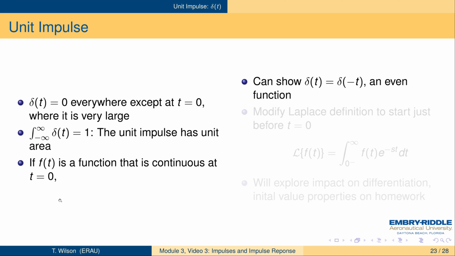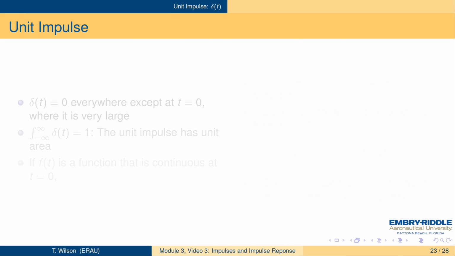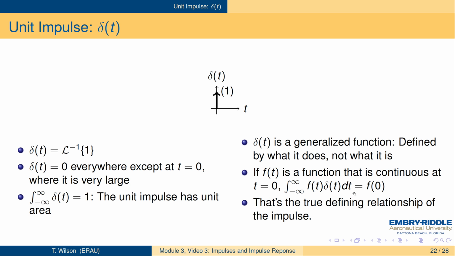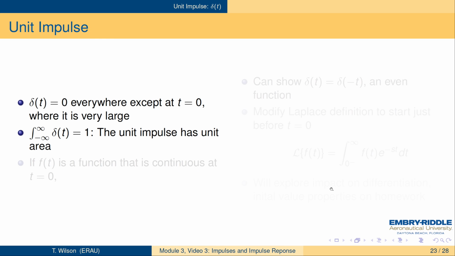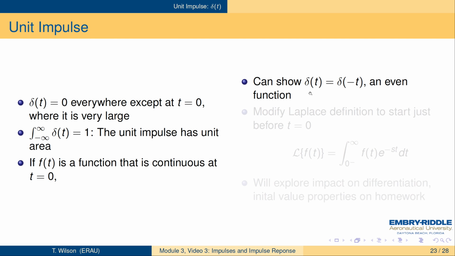my integral got lost here. So you have the integral from minus infinity to infinity of f of t delta of t dt equals f of 0, this expression we had back here. You can show this thing's an even function. We're not going to try to do that here.